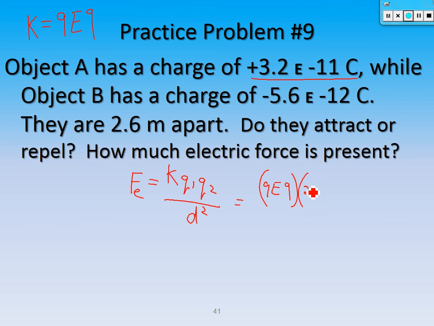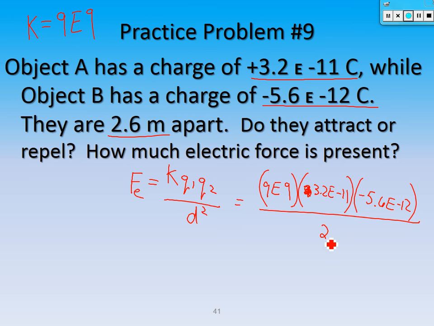Good. So 3.2 e to the minus 11. Okay, what's Q2? It's a negative 5.6 e to the minus 12. And then we're going to divide that by d squared. So divide by, what's the distance between them? Yeah, 2.6 meters apart. So 2.6 goes here. But guys, don't forget to square that. If you're having troubles getting the answer, that's probably what you're forgetting to do.